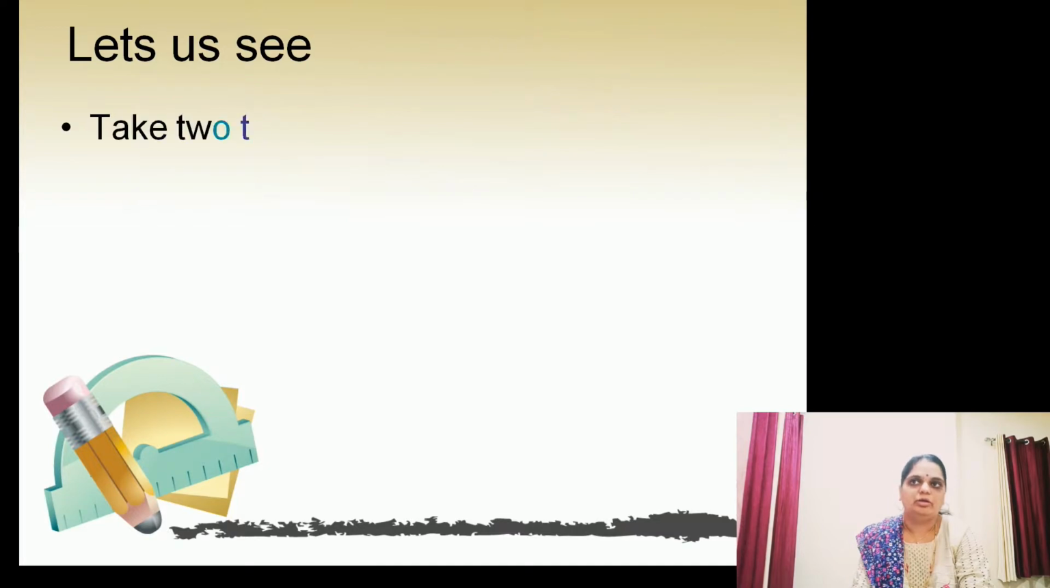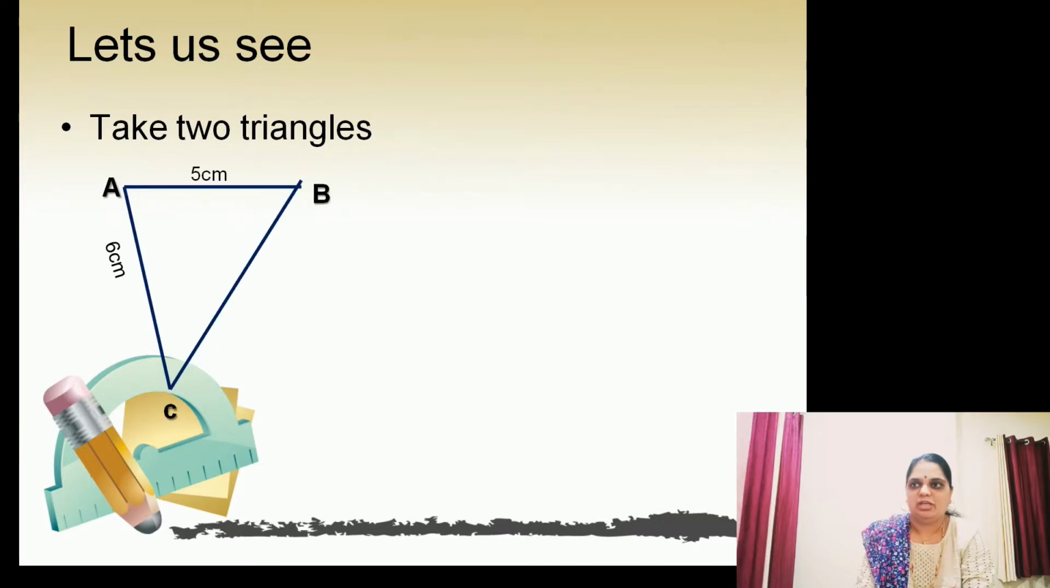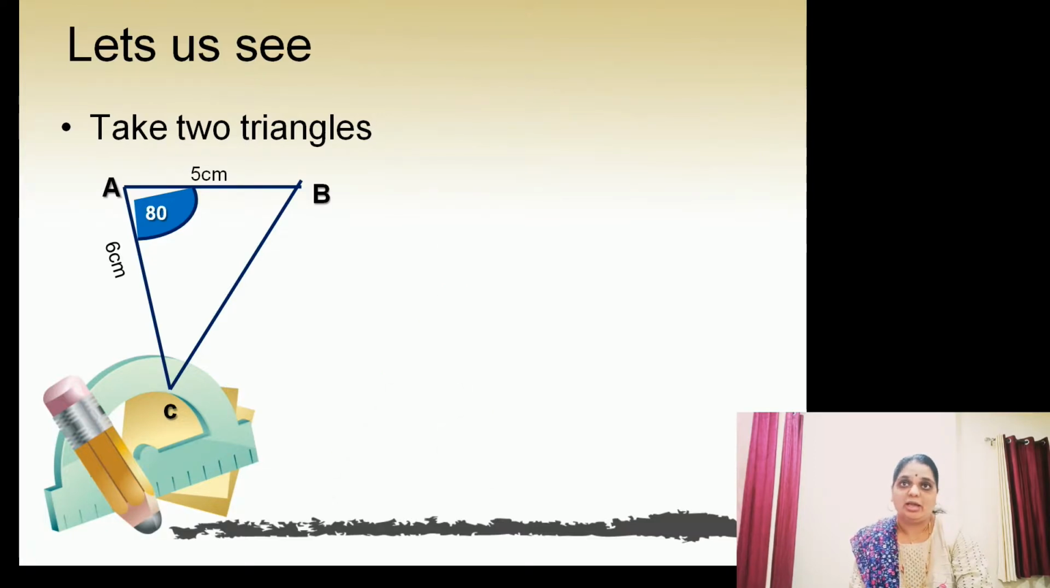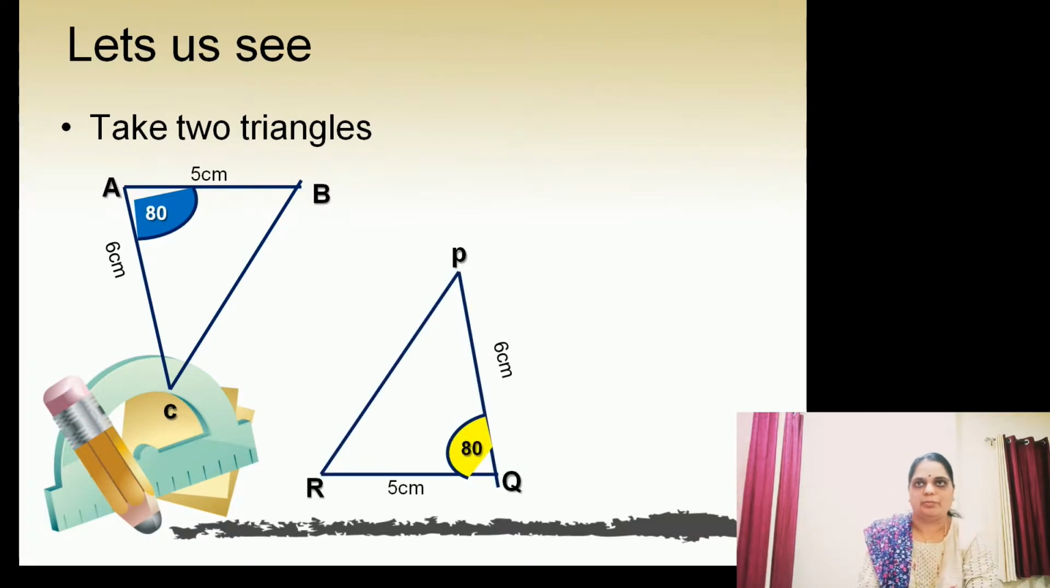Let's take two triangles. Triangle ABC: AB is 5 cm, AC is 6 cm, and the angle between the two sides is 80 degrees. Triangle PQR: PQ is 6 cm, RQ is 5 cm, and the angle between the two sides is 80 degrees. Here we see triangle ABC and triangle PQR.